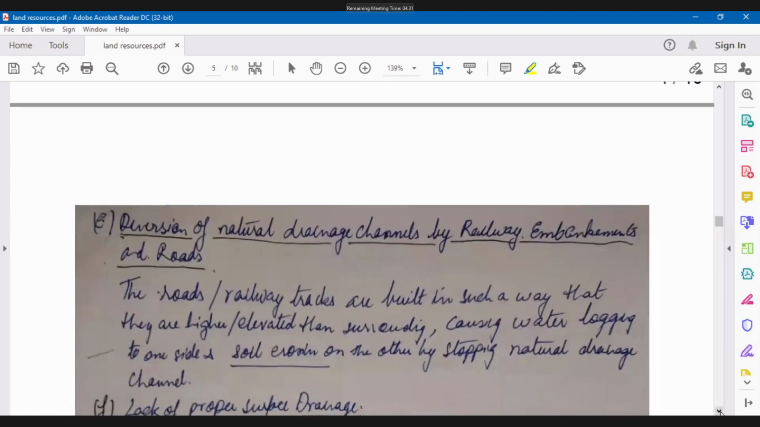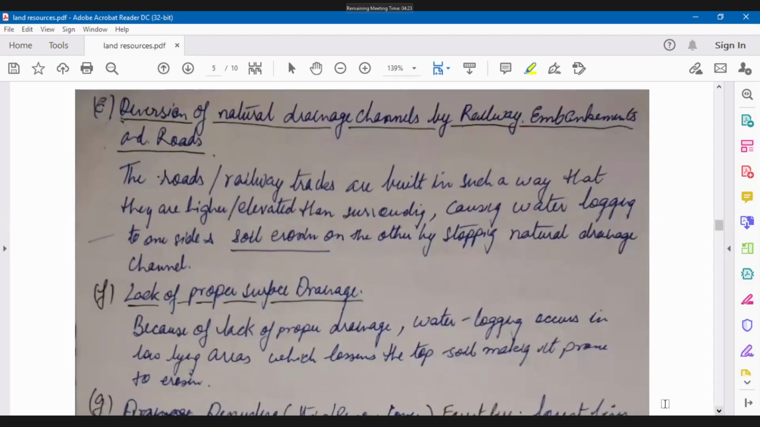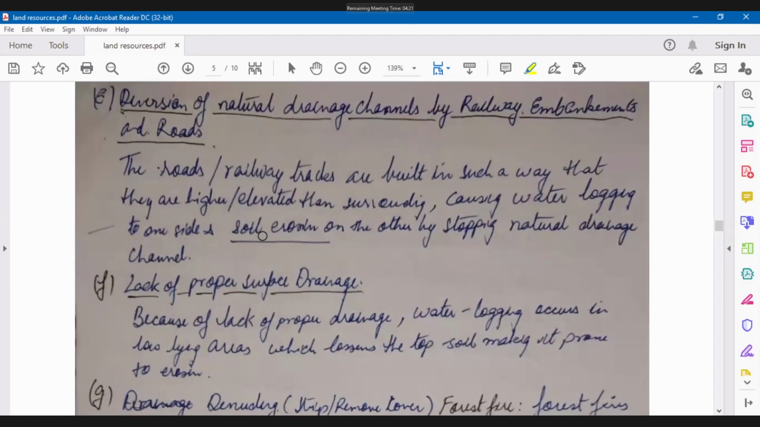Okay, diversion of natural drainage by railway embankments and roads. Like I told you, whenever you go in for developmental activities, roads and railways are built in such a way that they are more elevated than the surroundings. If you have seen the construction of a highway, you must have observed that before the construction process, they elevate the land.